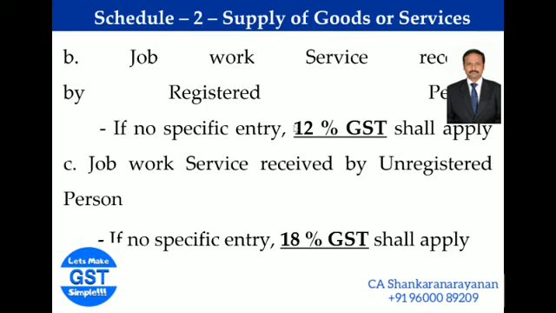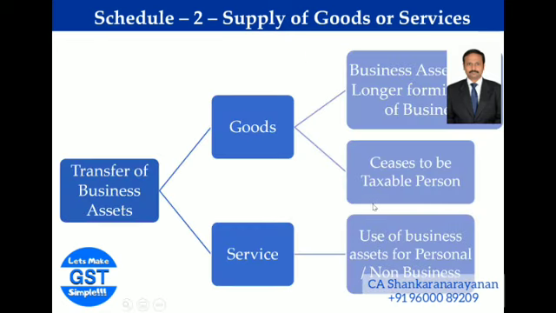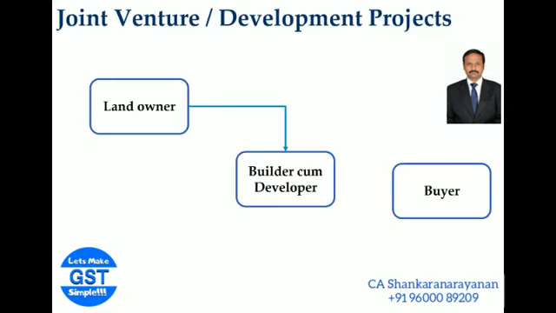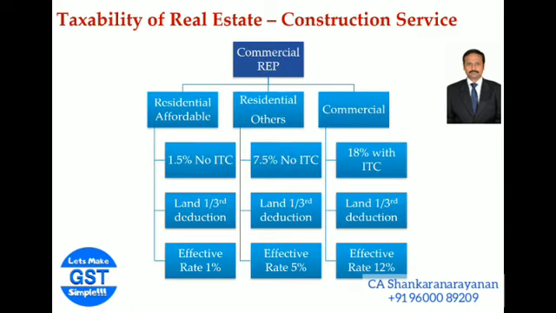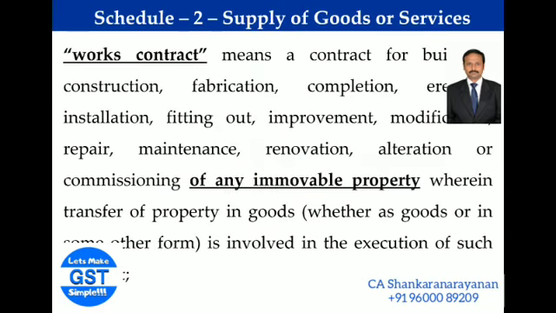Please explain works contract. What is works contract? Works contract is where there is an element of goods and an element of service. Both are there. I can do construction, fabrication. I will do the construction, material will be purchased by me, labor will be from me. But what I am giving to you, or what I am working on, is an immovable property.